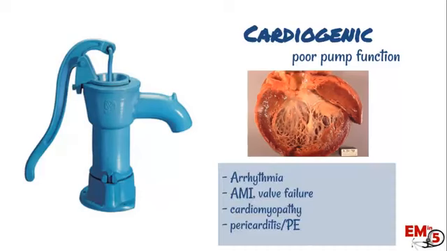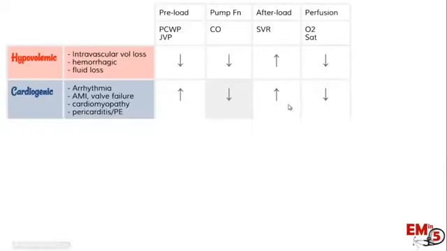Now the next kind we're going to talk about is cardiogenic, and this means a poor pump function, meaning directly from the heart. This can be caused from arrhythmias, a massive MI, valve failure, or cardiomyopathy, pericarditis, any of these things that will affect your pump function. So like we just said, pump function or cardiac output is the main thing affected. That's going to be lowered. That means that you might have a little bit of backup in your preload, and you might have a compensatory increase in your SVR and generally low perfusion.